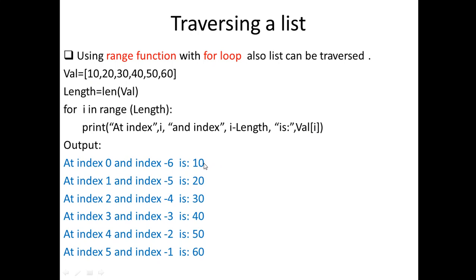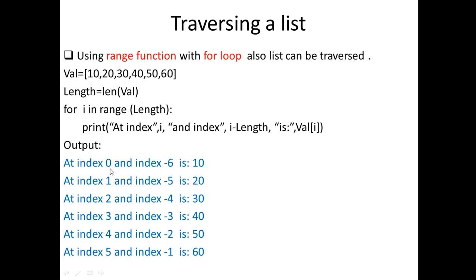So here we are referring to the elements of the list using forward as well as backward index. It means the same item is referred to with 2 indexes, positive as well as negative. So 0 as well as minus 6 will have 10, 1 and minus 5 will represent 20. Okay, so how many times will this loop execute? 0 to 5, that is 6 times. You can see here 1, 2, 3, 4, 5, 6.